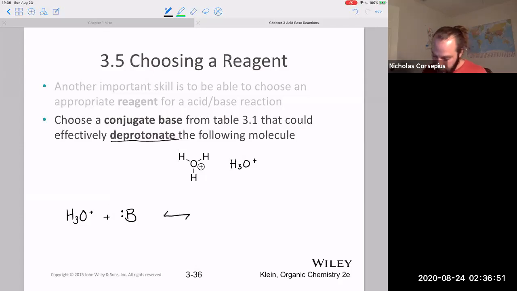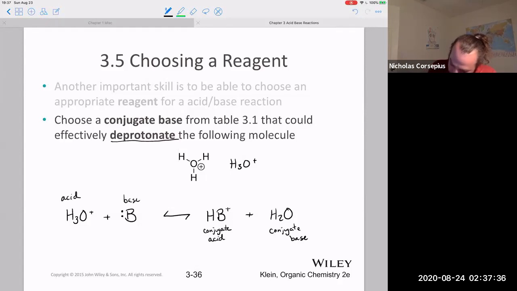I'm then going to have, on the other side of my equilibrium, the conjugate acid and the conjugate base. So the conjugate acid of my generic base is HB+. Remember, when I add that proton, that formal charge has to go up. And then the conjugate, did I mess that up? This is the conjugate acid of my base. I feel like I might have messed that up, but whatever. We're going to move on. All right, and then my conjugate base is just water in this case.